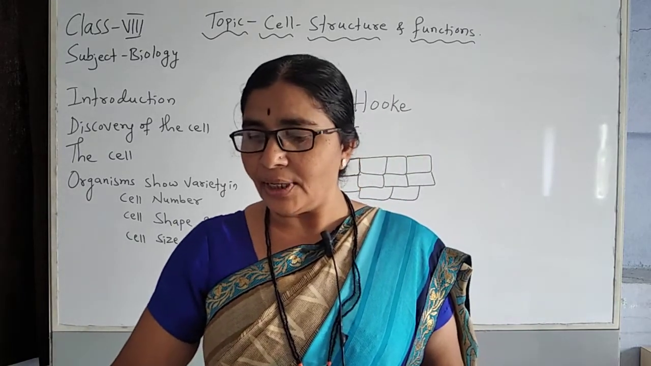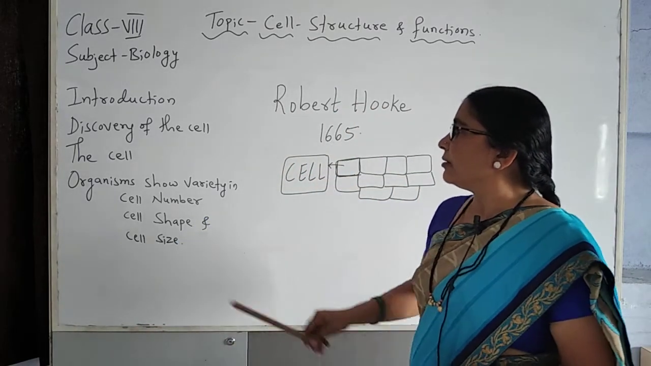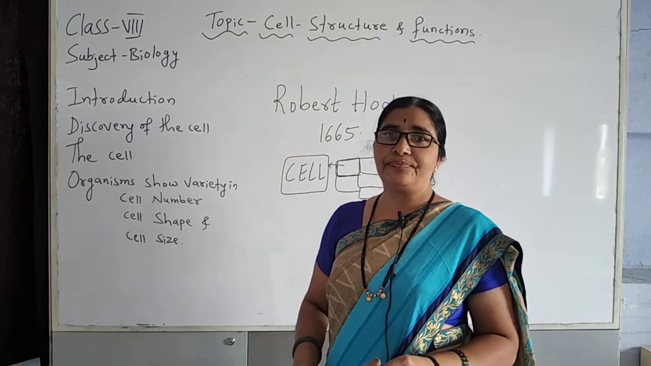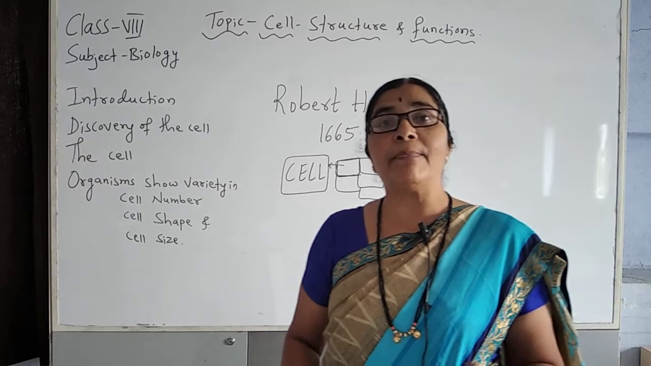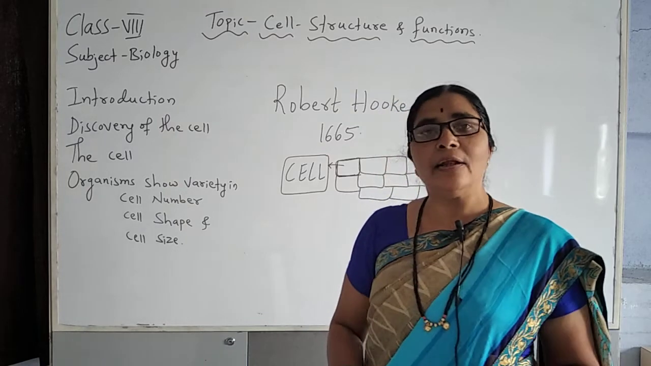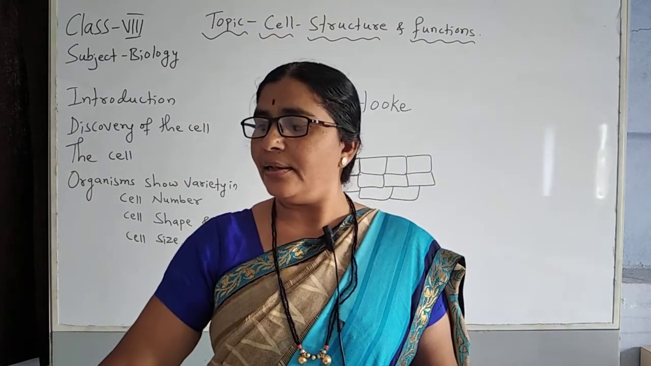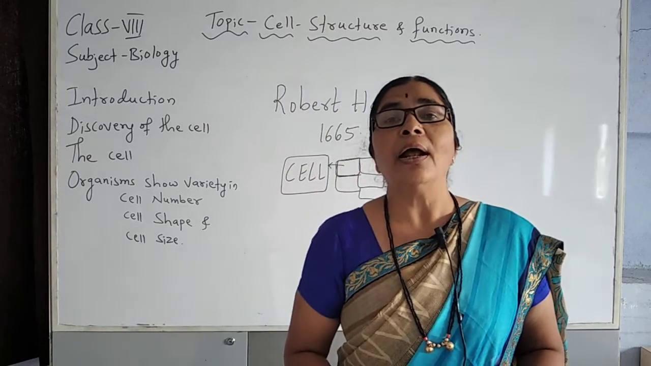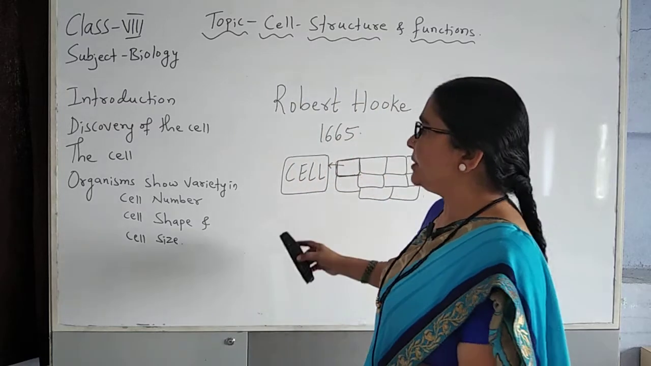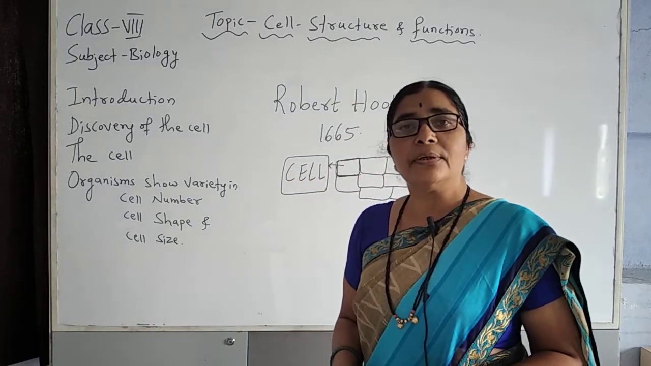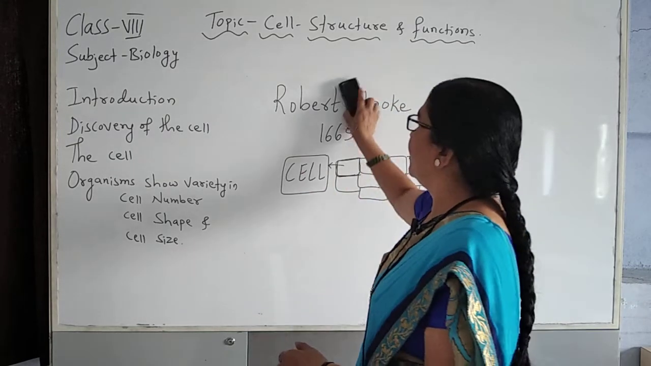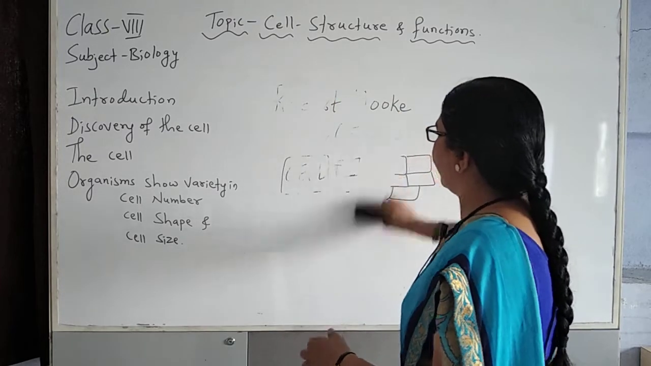Next, all organisms are made up of cells. Living organisms are made up of cells. Organisms show variety in cell number, cell shape and cell size. We'll go one by one. First, organisms show variety, difference in cell number.